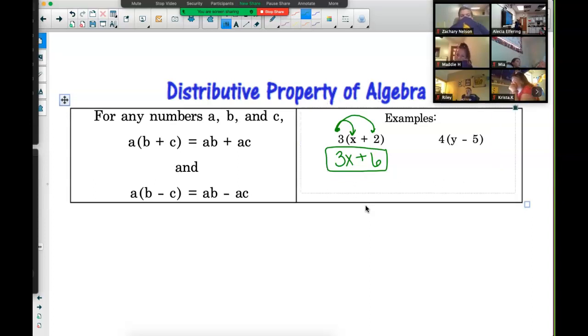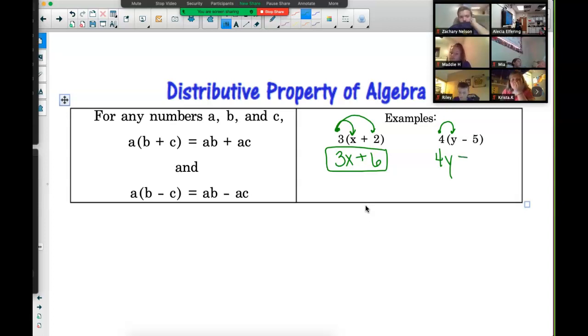Okay, so let's try the next one. 4 parentheses y minus 5. So put that in your notes. 4 parentheses y minus 5. Which is the candy? The 4. So the 4 gets shared with the y, and we get 4y. Does that make sense to everybody? They're just being multiplied together.